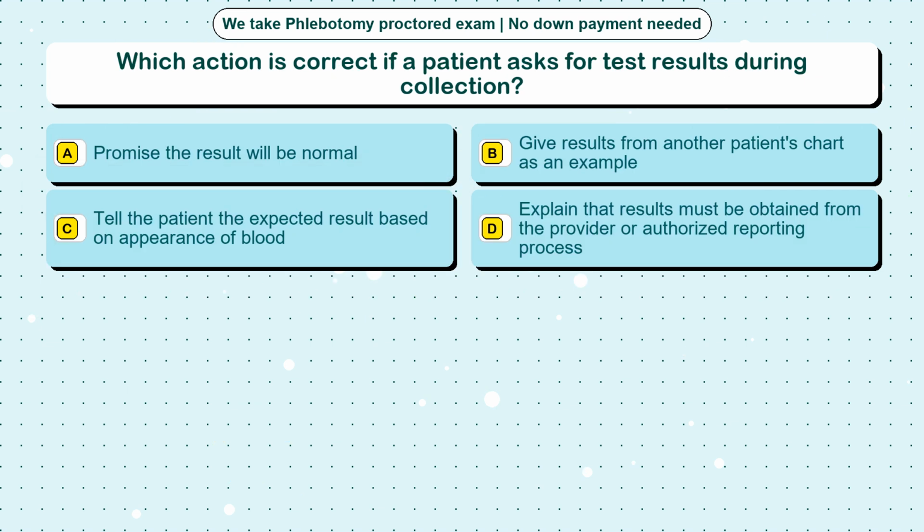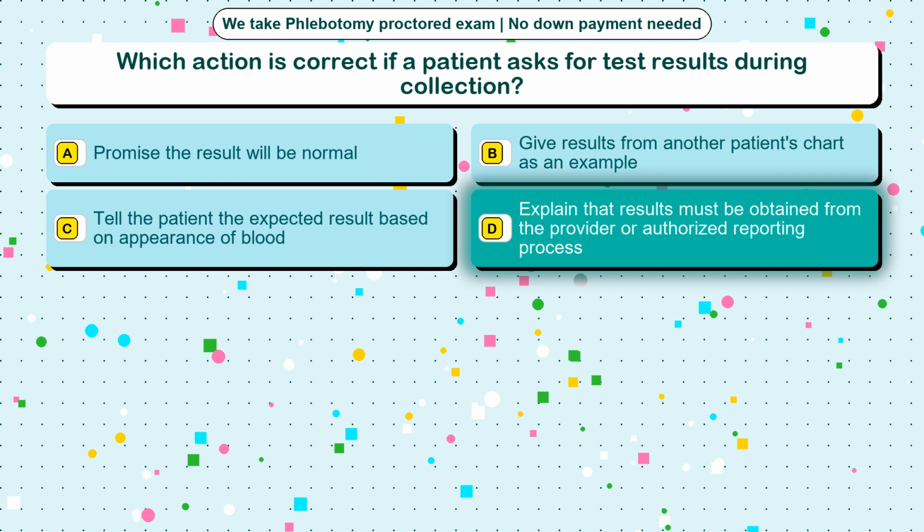Question 79. Which action is correct if a patient asks for test results during collection? Option A. Promise the result will be normal. Option B. Give results from another patient's chart as an example. Option C. Tell the patient the expected result based on appearance of blood. Option D. Explain that results must be obtained from the provider or authorized reporting process.